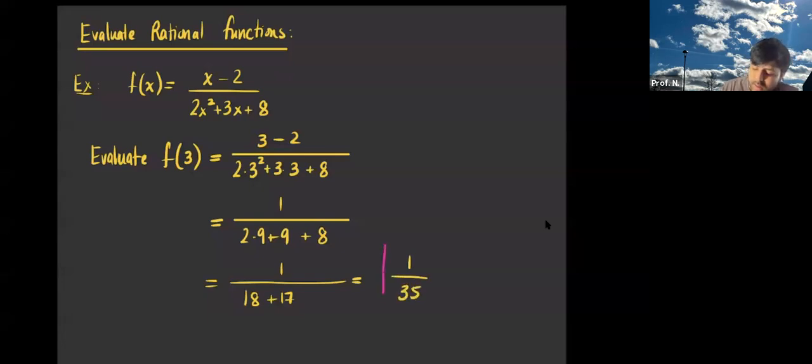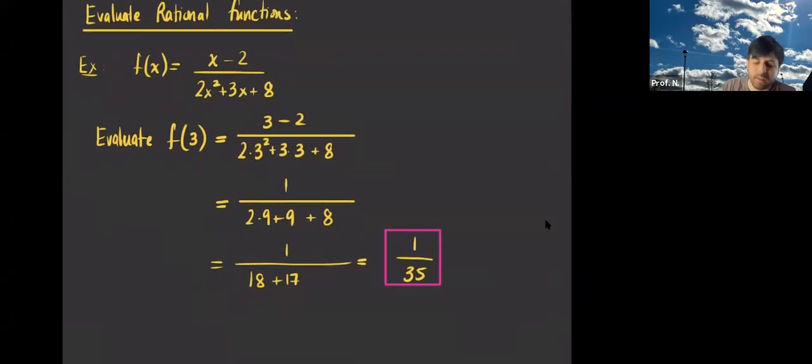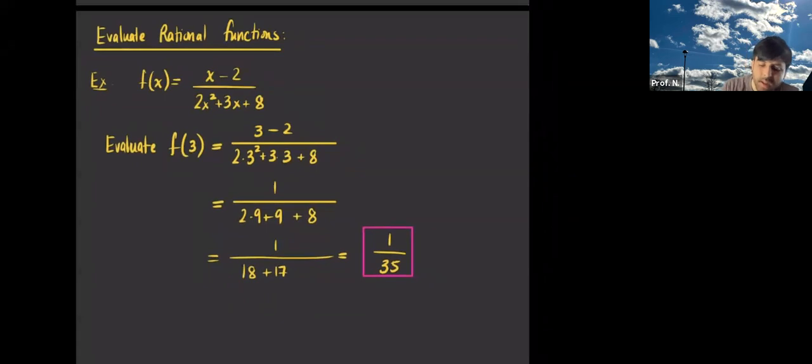So again, this idea of evaluating a function is the same thing applied to rational functions or to any function. You plug in wherever you see the x value the numerical value that x is representing. So in this case, my x value is 3. So every single time I see x, I just plug in 3, and then I perform PEMDAS and find the numerical value. So f of 3 is equal to 1 over 35. So that's the idea behind evaluating.